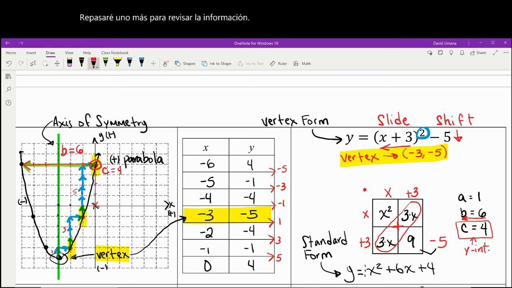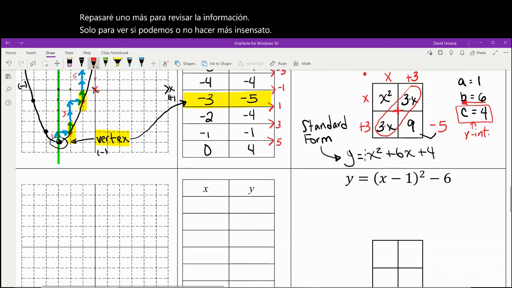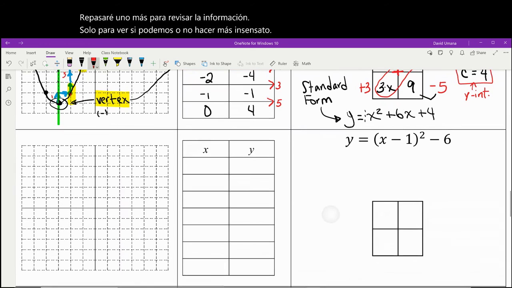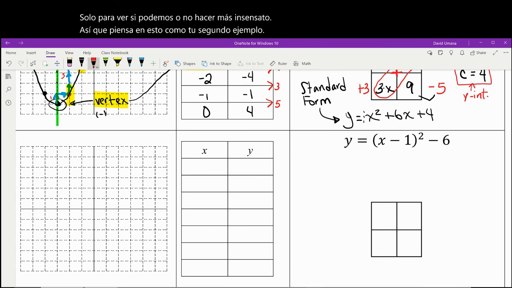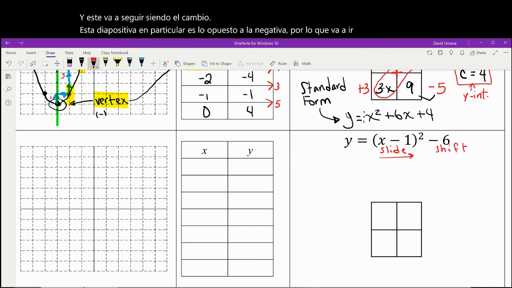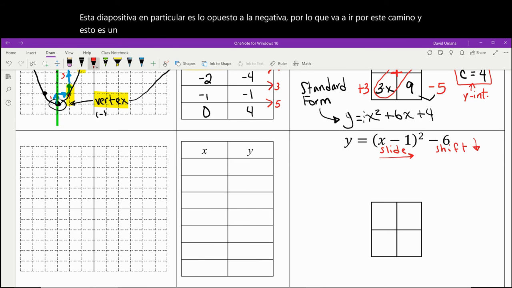Just to see whether or not we can make more sense of this. Okay. So think of this as your second example. And this is still going to be the slide, and this is still going to be the shift. This particular slide is the opposite of negative, so it's going to go this way. And this is a -6, so it's going to shift down.